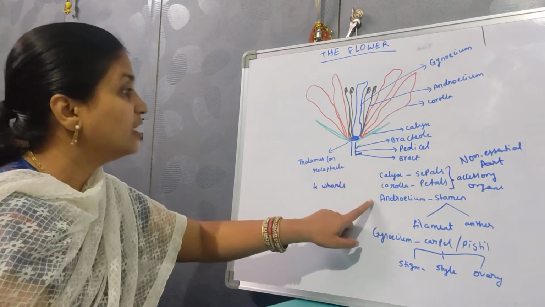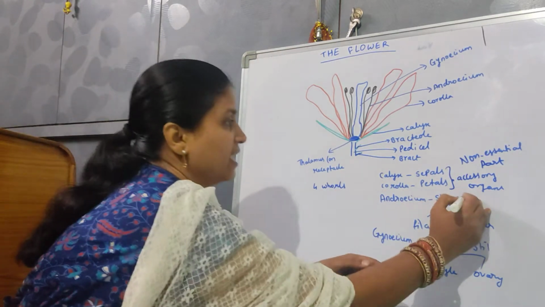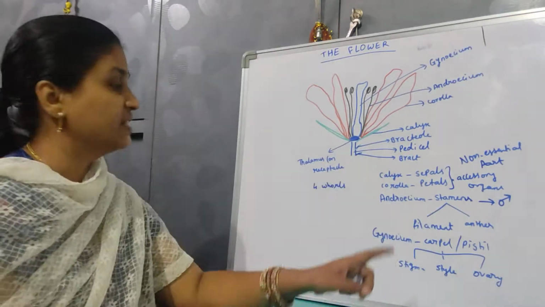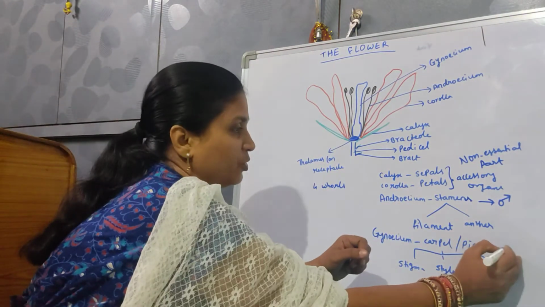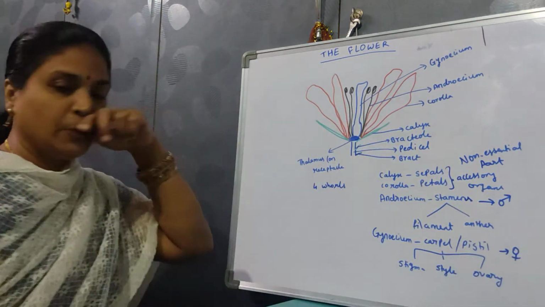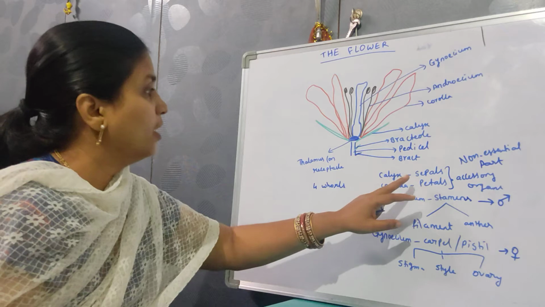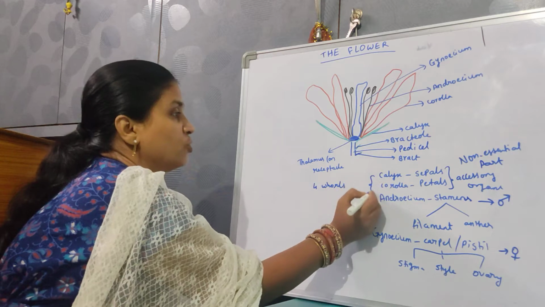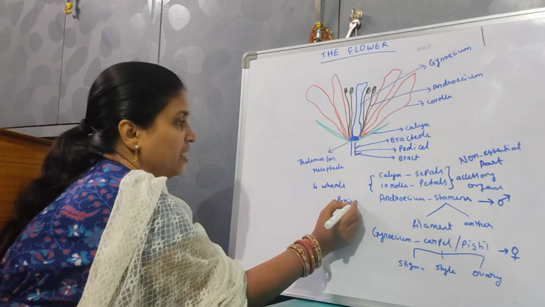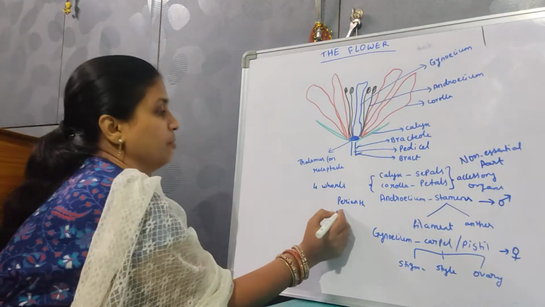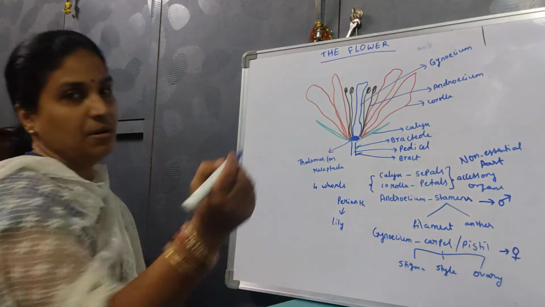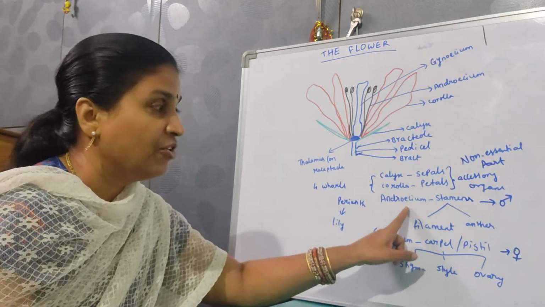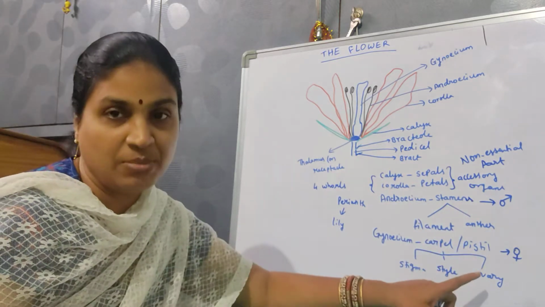Then coming to the third innermost whorl, which is the androecium, stamens. Stamens are the male reproductive organs. Gynoecium is the female reproductive unit. Sometimes the sepals and petals are fused together to form a perianth. They are not called sepals and petals; they are called perianth members. They are present in lily or Liliaceae members. Androecium is the male reproductive organ. Gynoecium is the female reproductive organ.